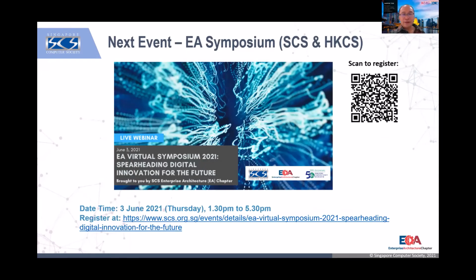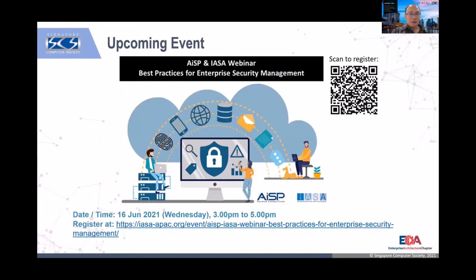Okay, so the next event, in less than 2 weeks, we have the Enterprise Architecture Symposium between Singapore Computer Society and Hong Kong Computer Society. So I would encourage you to attend, because we are the two powerful nations in Asia, Hong Kong and Singapore. The Computer Societies join forces, and we are delivering a so-called joint symposium. And of course, there is another upcoming event by our Singapore Computer Society chapters as well, which is coming on the 16th of June.